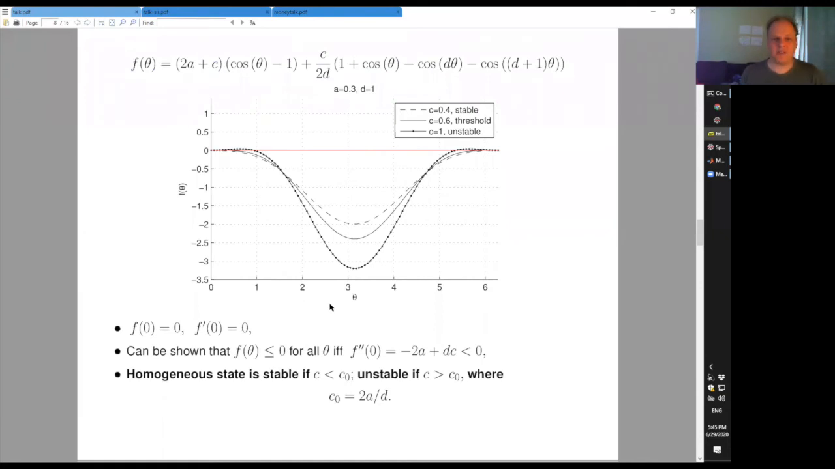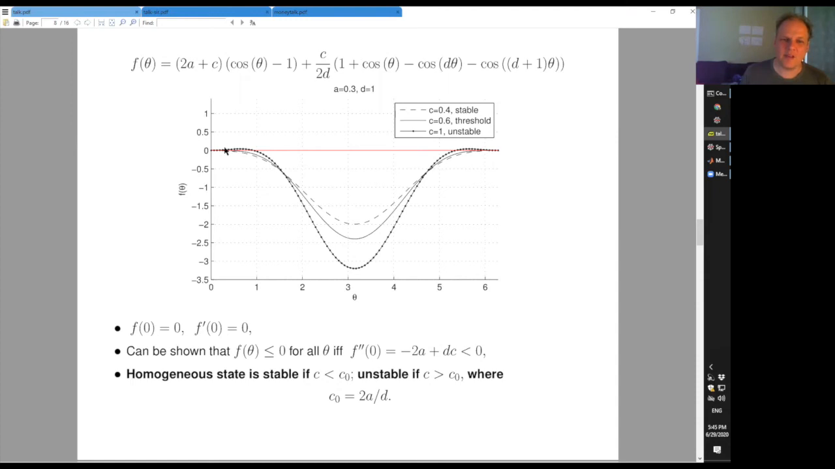You can plot that. So here is this function f of theta. And if you plot that, what you notice is that the graph depends on c, which is the switching rate. When c is relatively small, this dashed line, you are below 0. This red line is 0, the instability line. But as you increase c, eventually there's an instability that kicks in.